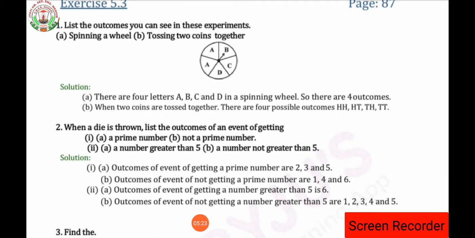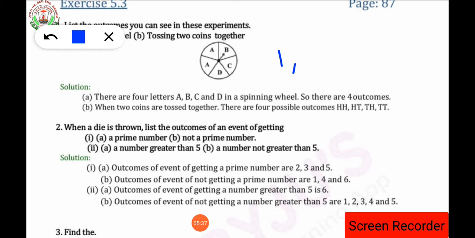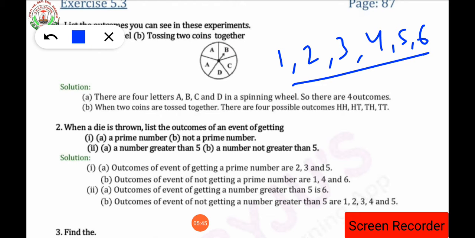When a die is thrown, list the outcomes of an event of getting. Dice, everybody knows, we play Ludo and all with the help of dice, isn't it? How many numbers are there on the dice? The numbers are 1, 2, 3, 4, 5 and 6. These are the numbers on a die, on every face. And how does the dice look? A dice looks like a small cube, isn't it? So I can draw the cube and show you how the dice looks. In this form the dice looks.